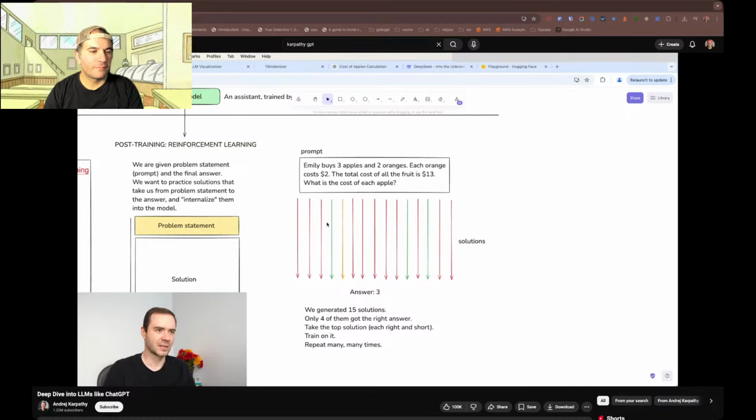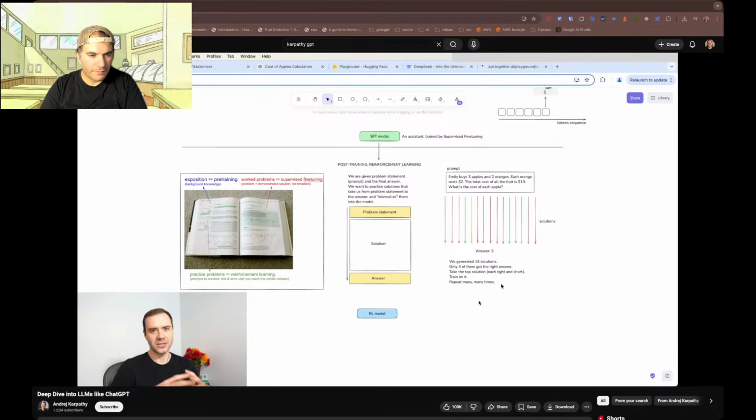But reinforcement learning is where everything gets dialed in. We really discover the solutions that work for the model, get the right answers, we encourage them, and then the model just gets better over time. Okay, so that is the high level process for how we train large language models.